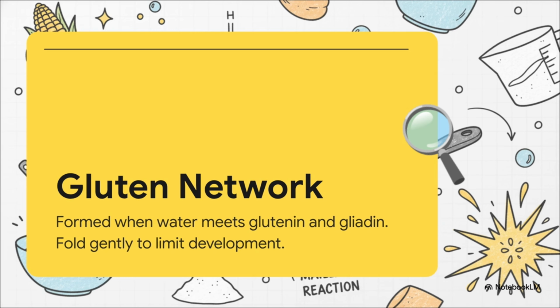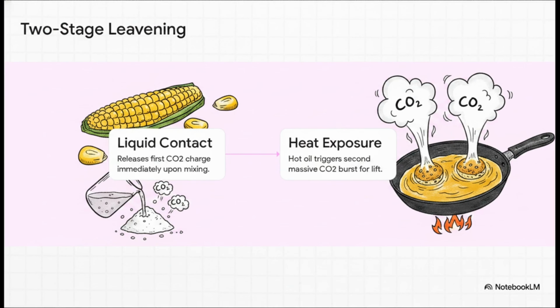If you do that, instead of a tender, melt-in-your-mouth fritter, you're going to end up with a chewy, tough hockey puck. So just fold it gently until it barely comes together. We're also relying pretty heavily on baking powder here, which gives us a 2-stage chemical lift.